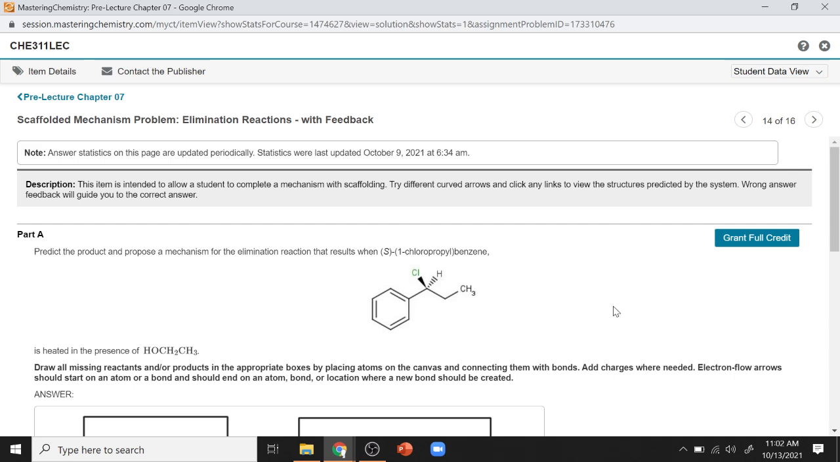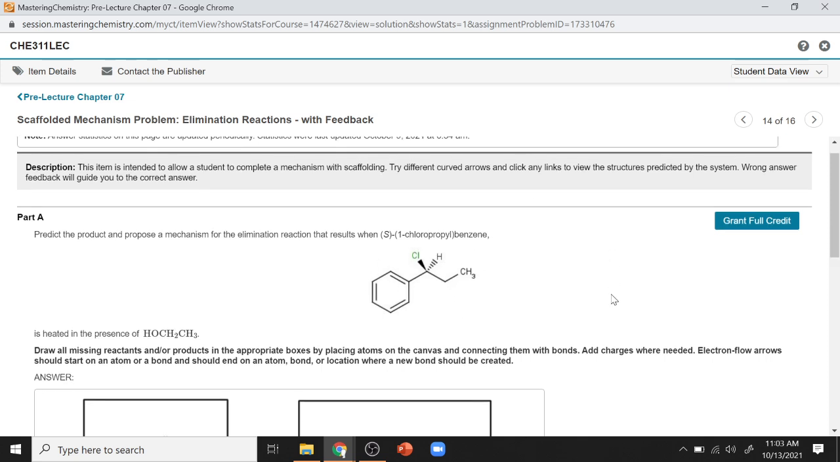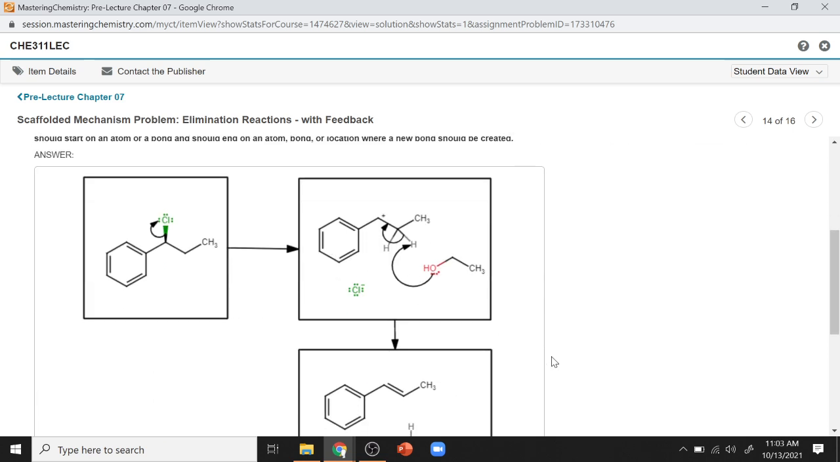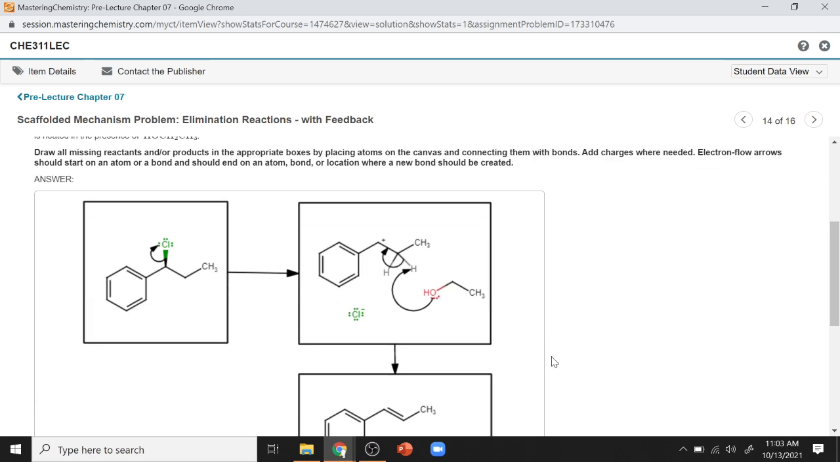Okay. So let's predict the product and propose a mechanism for the elimination reaction that results when we have the S1 chloropropyl benzene, which is right down there. It is heated in the presence of this right here. So what we're looking for is some sort of elimination reaction, right? And what is an elimination reaction again?